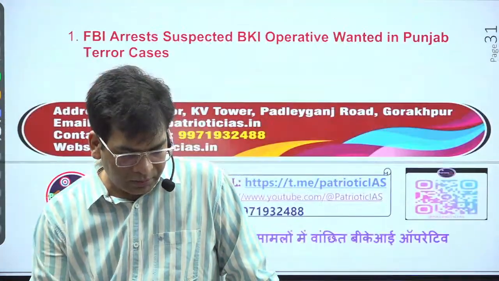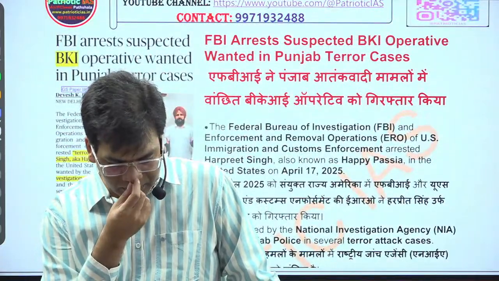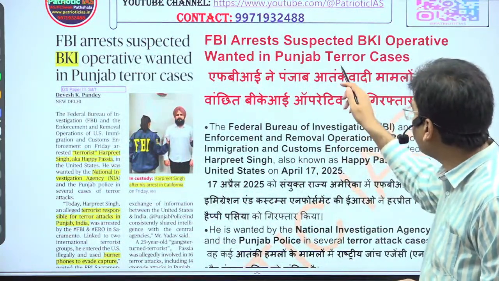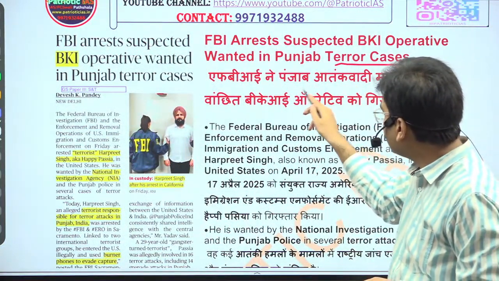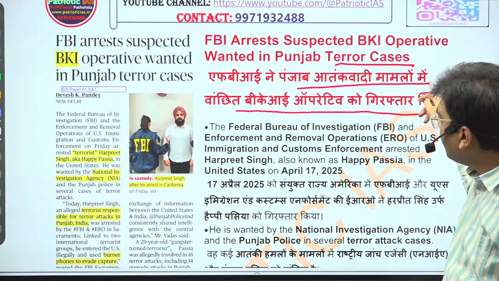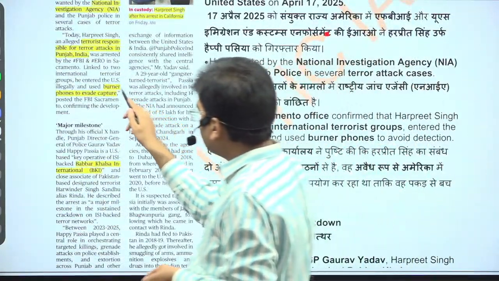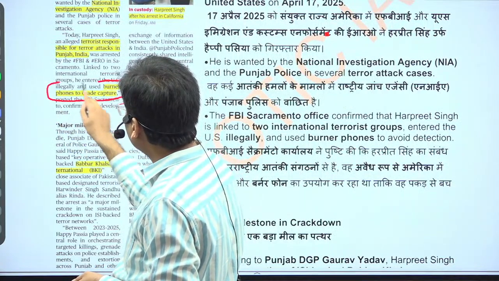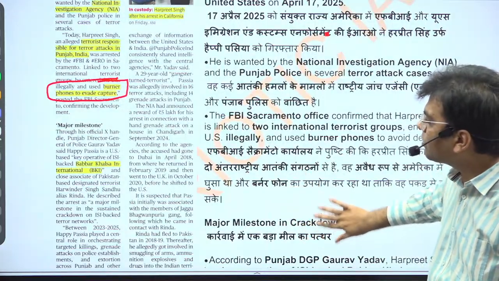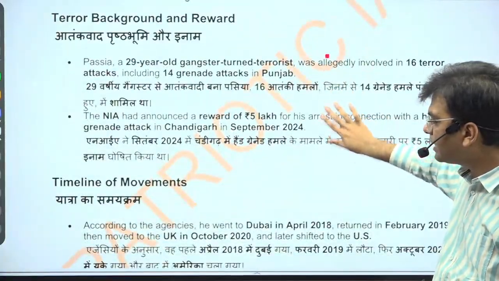Next important news, we will enter into GS Paper 3. And here the first news that we will take is the FBI arrest of a suspended BKI operative wanted in the Punjab terror case. So here, a BKI operative wanted in Punjab terror cases has been arrested. Mainly this is political news, but what we want to consider under our discussion is the burner phone used to evade capture. So what is meant by burner phones to evade capture? What is meant by this? Any one of you please respond.